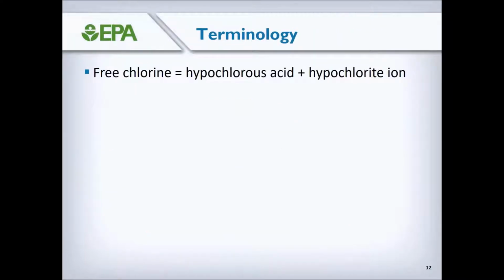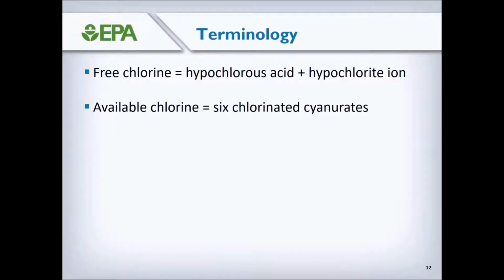So I just want to briefly summarize some terminology at this point. So again, when I mention free chlorine, we're talking about hypochlorous acid and hypochlorite ion. Available chlorine is the 6 chlorinated cyanurates, and they're called available because they're available to release free chlorine back into the water.